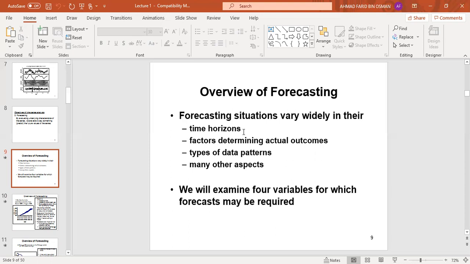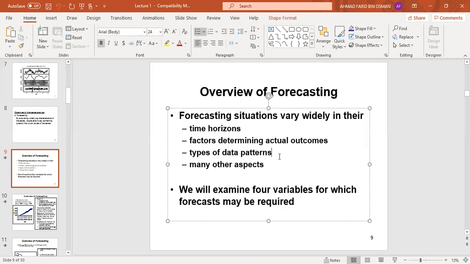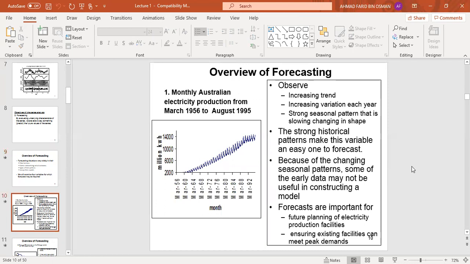And then the types of data pattern. Whether it has seasonality, whether it has trend. You need to take that into account in order to determine a good model that can help us produce a good forecast, and many other aspects. So we will examine four variables for which forecasts may be required. Let's consider a number of examples here.